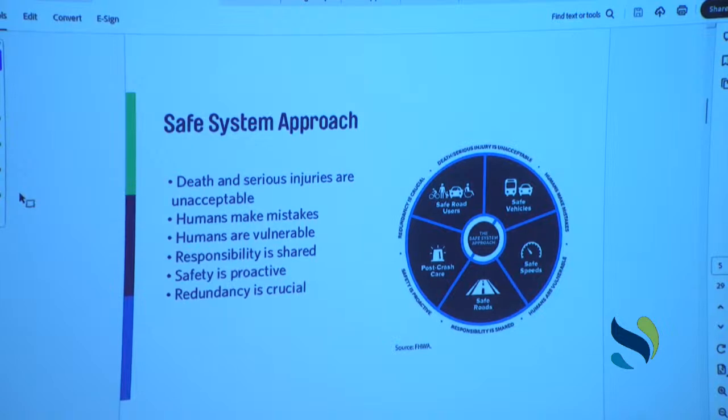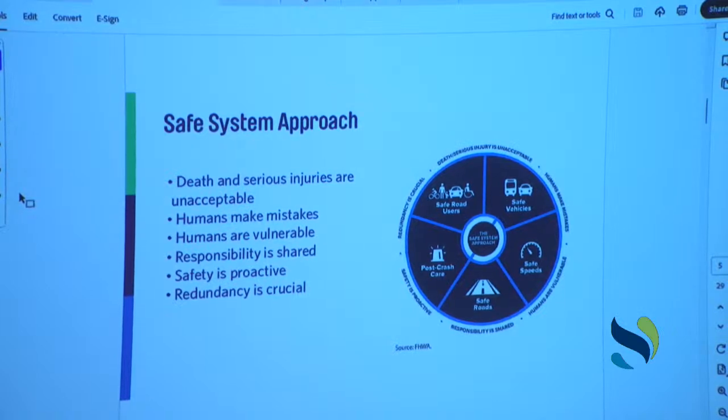With that, we are using the safe system approach to develop this. Essentially, what that means is we are going to use all 5 systems of the roadway network to attack this problem of fatalities and severe injuries. We acknowledge that humans do make mistakes, and when they make mistakes, it's upon us to make sure that those mistakes don't lead to deaths or severe injuries. And the acknowledgement really starts with asserting that deaths and serious injuries are unacceptable.